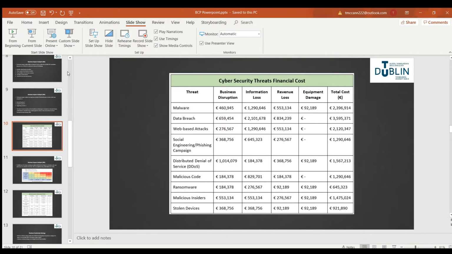This slide shows one of the tables in the BCP plan outlining the financial cost of the identified cybersecurity threats for IntegraQuest. The cost is broken down over business disruption, information loss, revenue loss, and equipment damage. This breakdown of cost for each threat was used in a study conducted by Accenture Security and is repeated for every threat identified. A total cost is then calculated, which indicates the financial impact if an identified threat occurs.